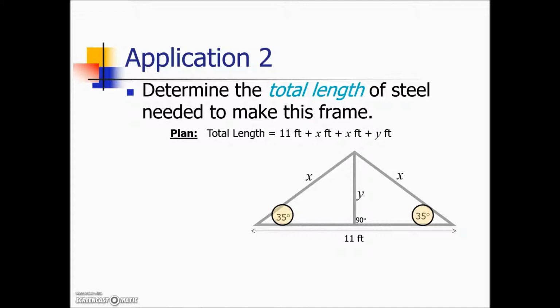So here's our game plan. Find the measure of these missing variables, add them with the given overall length to give us the total length. Our isosceles triangle is already bisected with an altitude, and if we label the sides in this triangle using 35 degrees as our reference angle, we're looking for the opposite, we're also looking for the hypotenuse, and we know the adjacent.